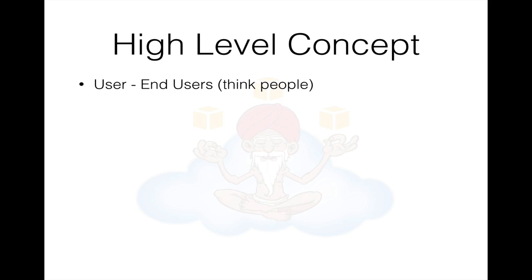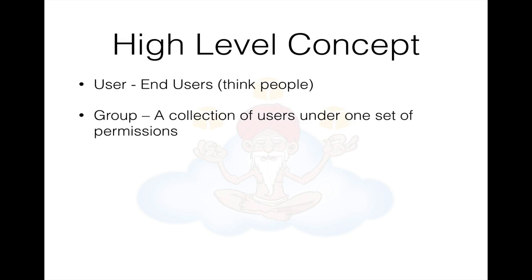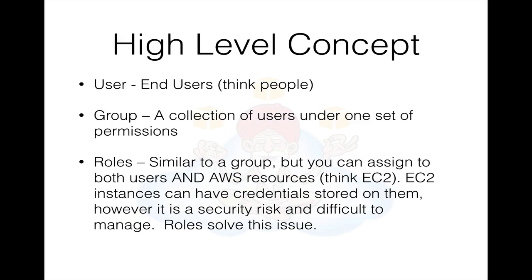If we talk about high-level concepts, what's the difference between a user, a group, and a role? Well, a user is end users. Just think people. A group is a collection of users under one set of permissions. And a role is similar to a group, but you can assign both users and AWS resources. Think things like EC2, for example.